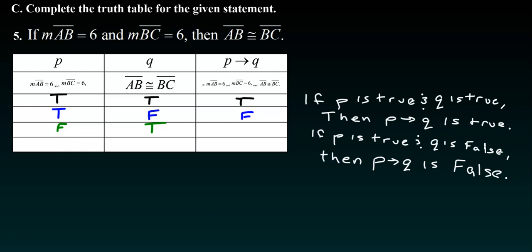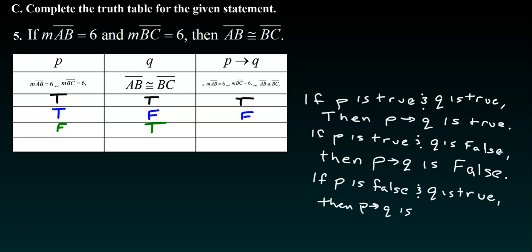So when we look at this case, we have to think, is it possible for the second one to be true without the first one being true? So if P is false and Q is true, then P implies Q is.